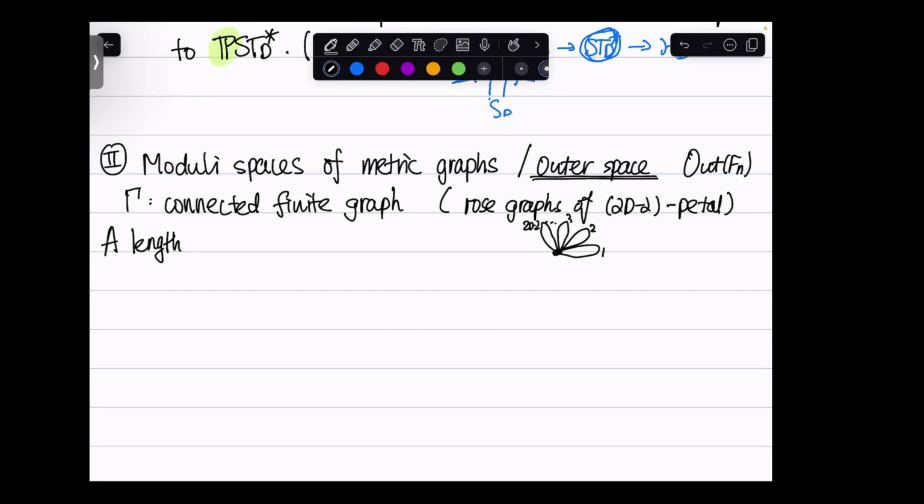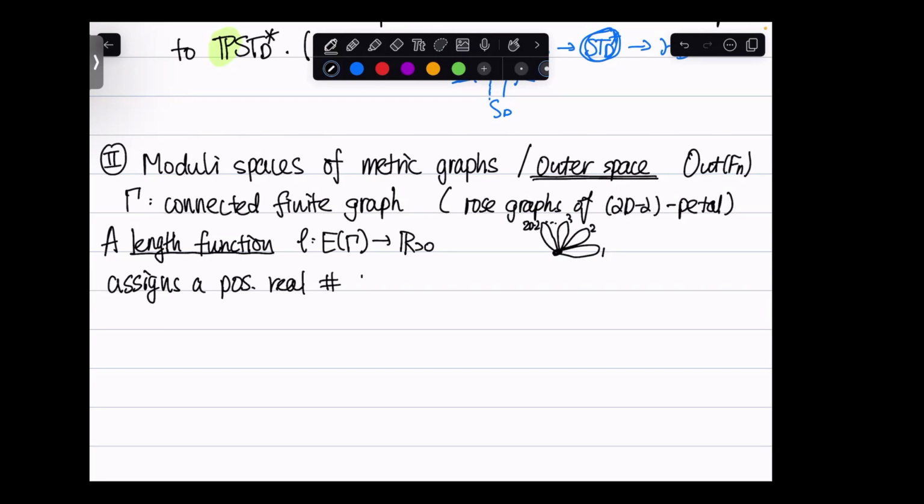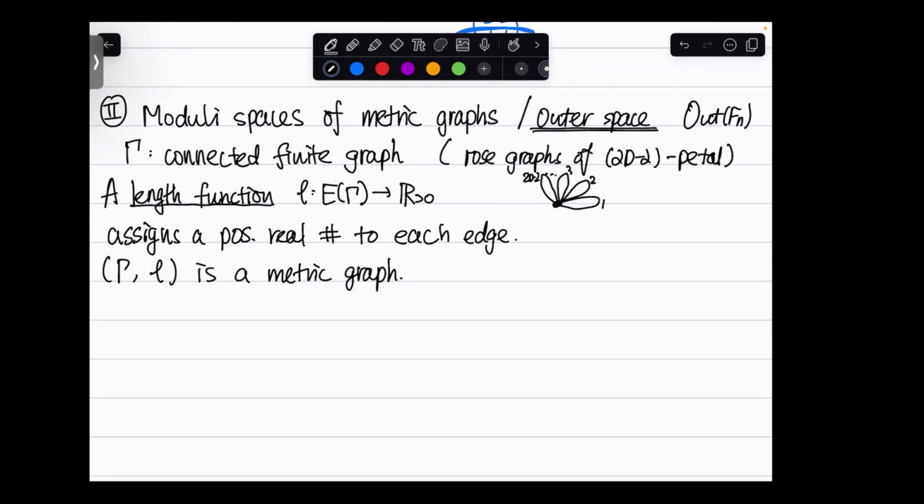Okay, so a length function is a function L from the edge set of the graph to the strictly positive real numbers. A length function just assigns a positive real number to each edge. And a graph together with a length function is a metric graph. You should think of the graph as a topological one-dimensional manifold, and if we put a length function on it, it's a geometry on the graph. It specifies how long every edge is.